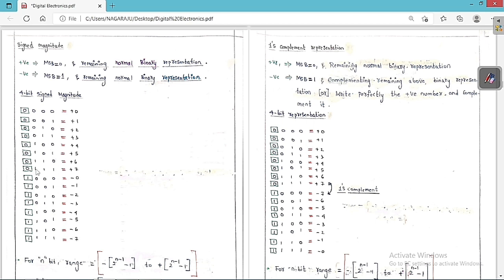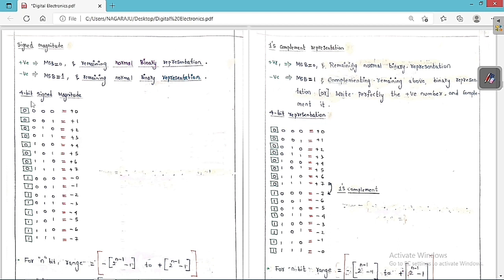Basically, if the MSB is equal to 0, it is a positive number, and if the MSB is equal to 1, it is a negative number, and the remaining digits represent the normal binary representation. This is a concept that you always need to understand.